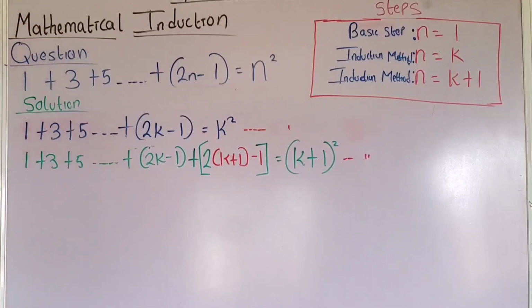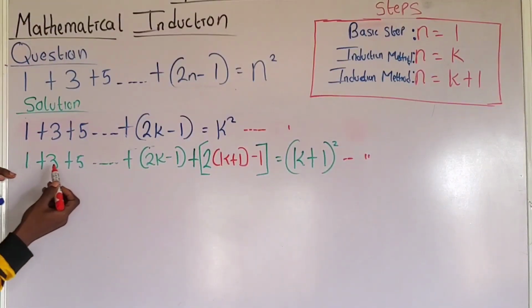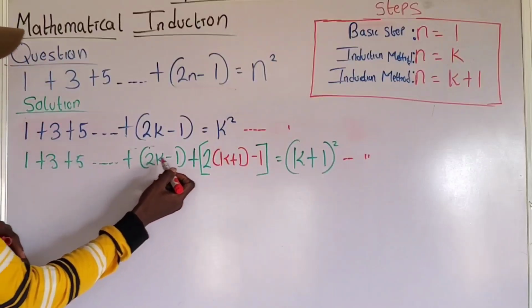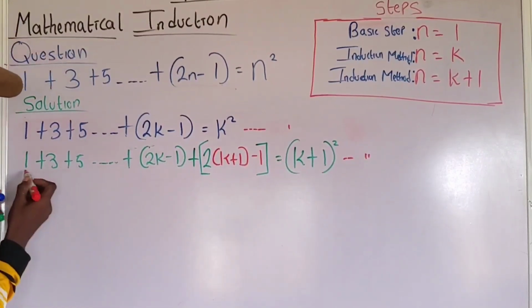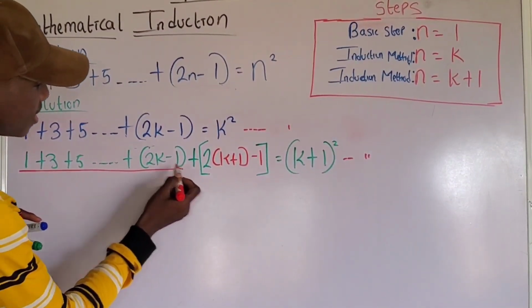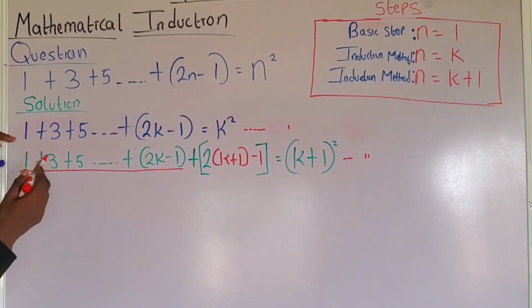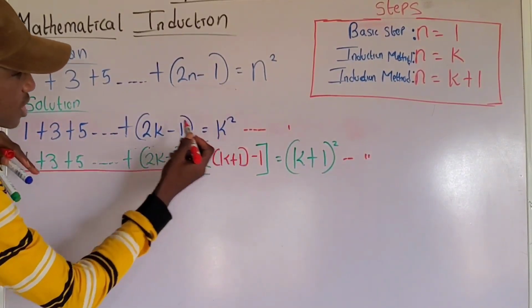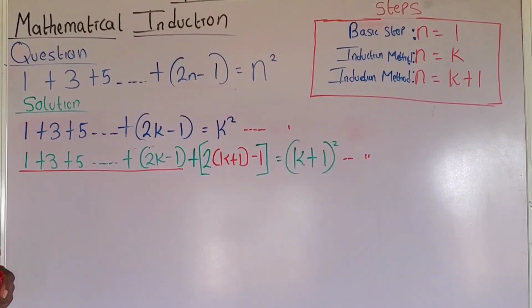Now pay attention. We have 1 plus 3 plus 5 plus 2k minus 1 at this side, right? But from equation 1, please pay attention. From equation 1, all these things that you have here are equivalent to k squared. I hope you know. If you didn't understand, listen to the explanation again. It's simple, okay?